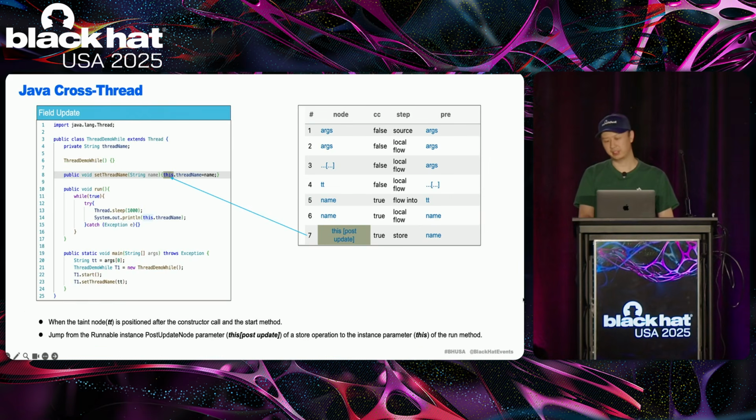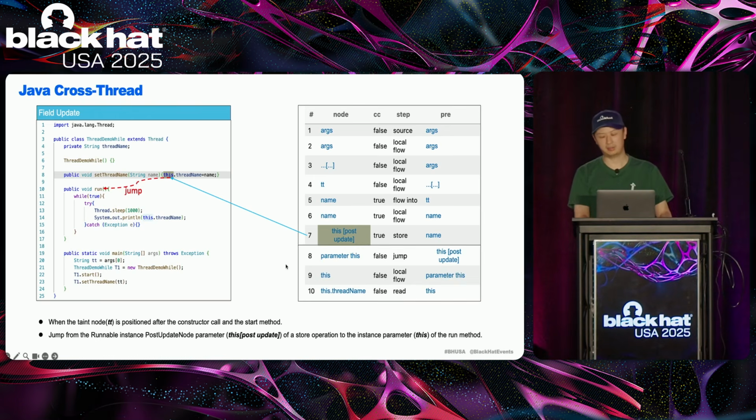And what if the taint comes after the start interface? In this case, line 23. Our approach is to find a node that matches 3 conditions. First, this node is a post-update node. Second, this node is a Runnable instance. Third, this node has a store operation. So we jump from that node to the instance parameter of the run method. So in this case, jump from line 8 to line 10. And after the patch, we can see the complete flow is detected.